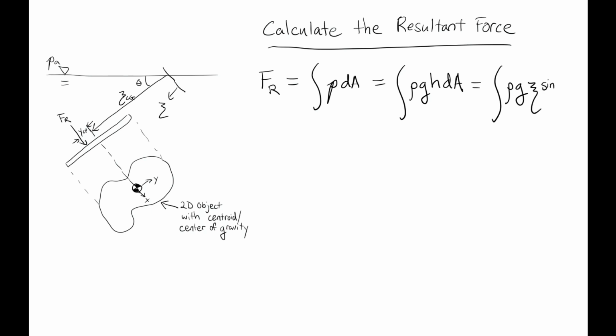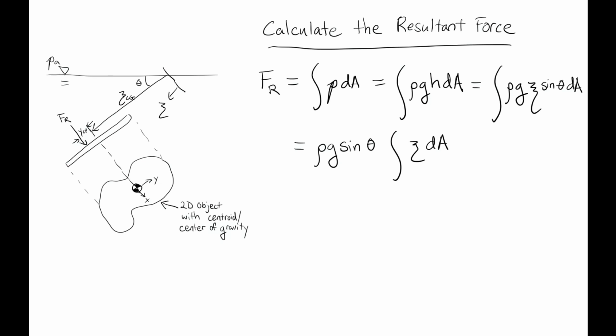sine theta dA. And then we can pull a bunch of that stuff outside the integral because it actually doesn't depend on the area or the infinitesimal element of area. So we actually only need to integrate xi over dA.